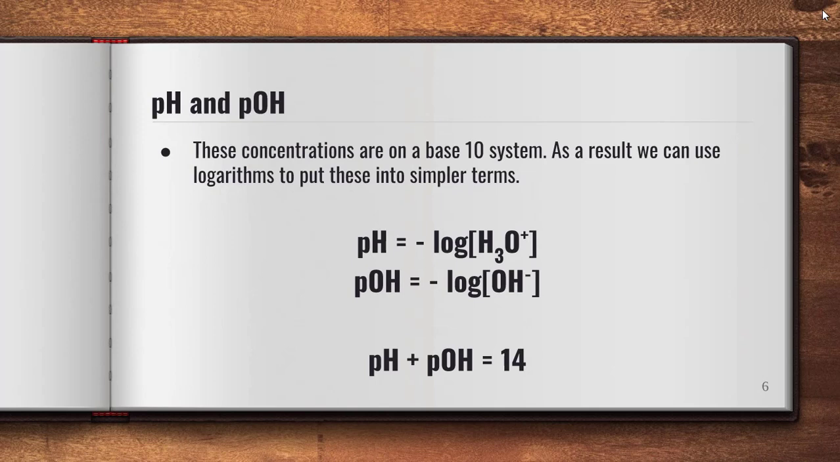These concentrations are on a base 10 system. We talk about those exponents, the times 10 to the negative 11, the times 10 to the negative 12, and that's fine. But as a result, we can actually use some logarithms to put these into simpler terms. So we use the term pH rather than the concentration. pH, the power of hydrogen, is equal to the negative log of the hydronium concentration. pOH is equal to the negative log of the hydroxide concentration. pH plus pOH will always equal 14. It's very similar to the equation we looked at before, where our hydronium concentration times our hydroxide concentration is 1 times 10 to the negative 14th. So we'll need to be able to do some calculations with these models.